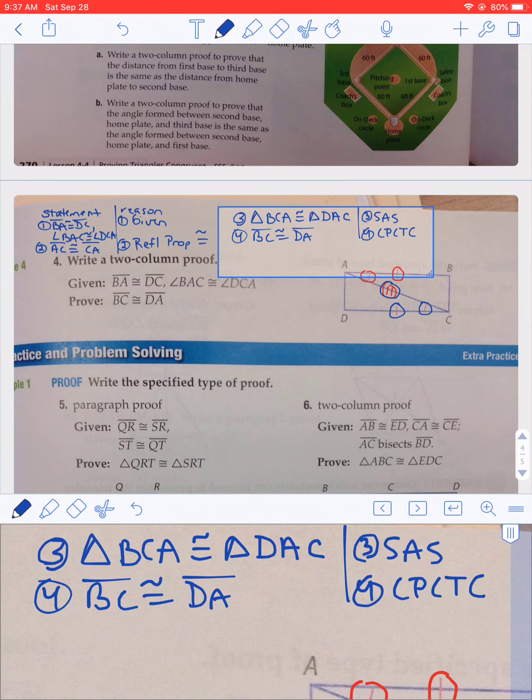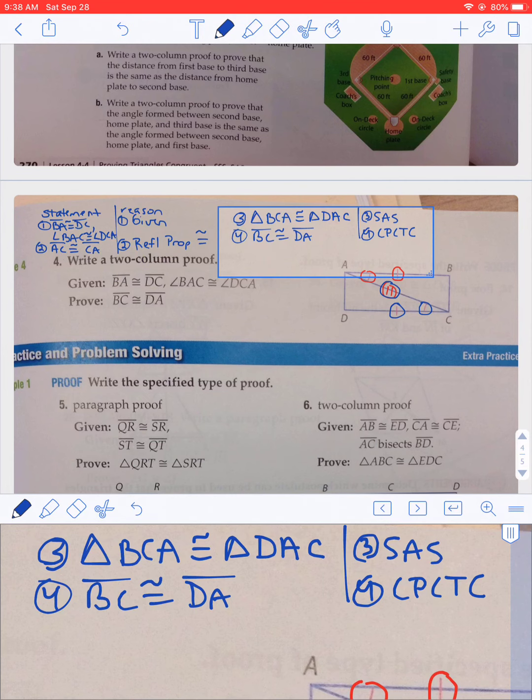If they wanted us to prove that angle D is equal to angle B, we could do that now, and our reasoning would be CPCTC. We could pick all sorts of things out of these two congruent triangles and prove congruency between the parts. But you always have to prove the triangles are congruent first before you can start picking and choosing what you want to prove is congruent on the parts. All right, so that concludes our proof for number 4.